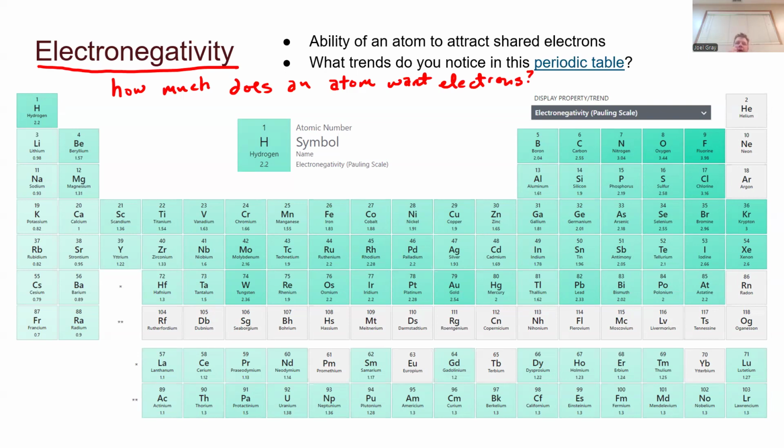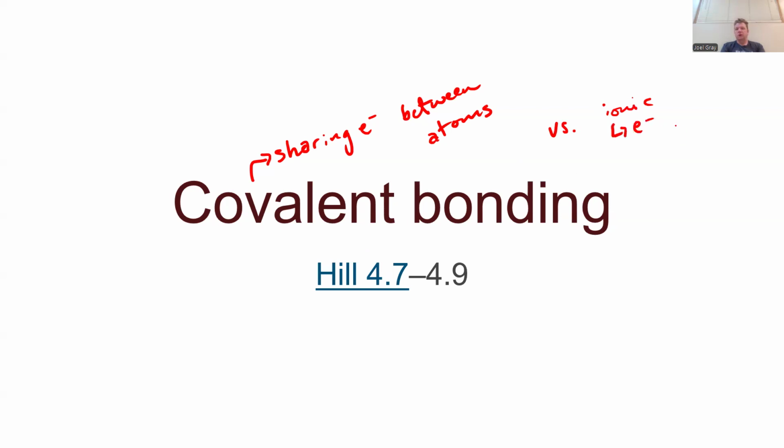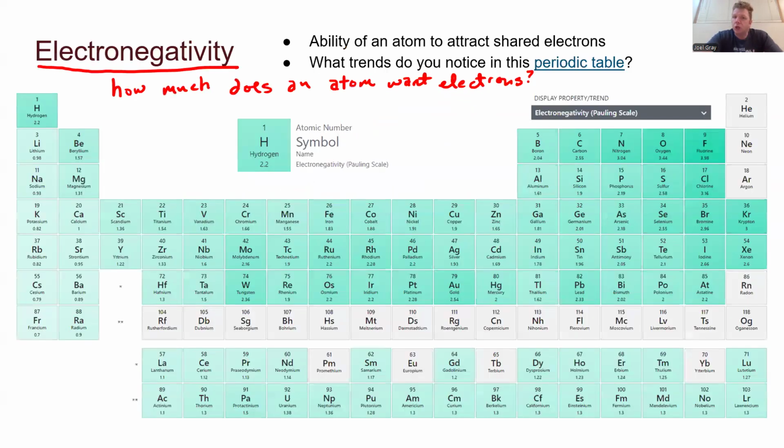Now, this is particularly important with respect to covalent bonding because if you remember when we talked about covalent and ionic bonding, covalent bonding is the sharing of electrons between atoms. And I bring this up because this is versus ionic bonding, where electrons are transferred or donated or lost. If you remember when we talked about sodium chloride, sodium gave up an electron, chlorine accepts that electron, and they make an ionic compound. When we talk about covalent bonding, we're talking about sharing of electrons.